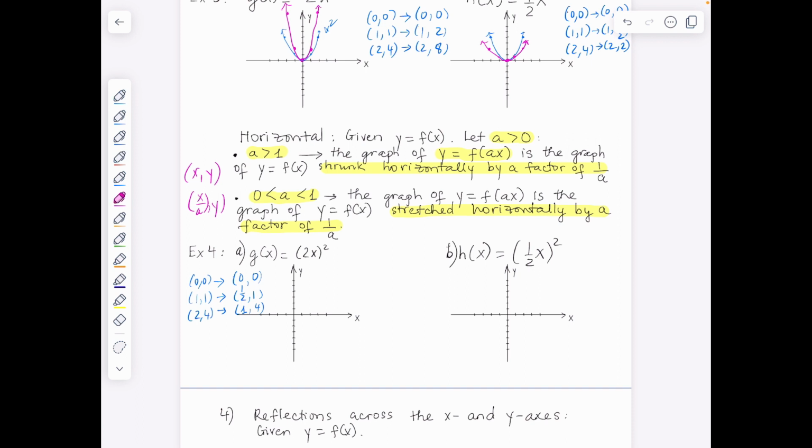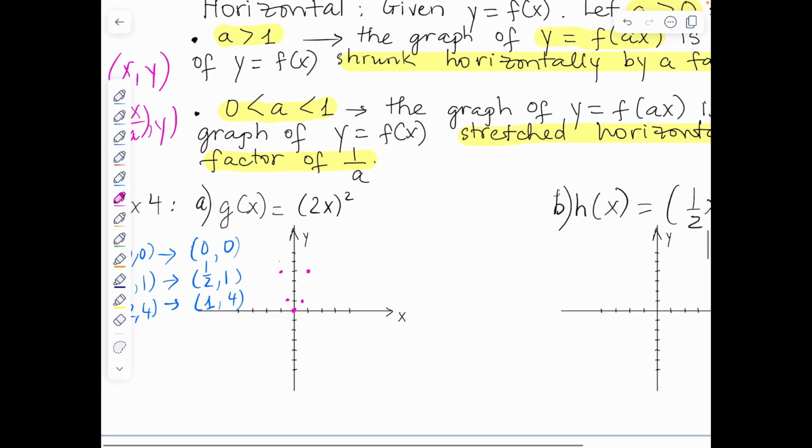Now we can plot the new points. So we have 0, 0, 1/2, 1. That's going to be here. And 1, 4. That's going to be here. And reflect it on the other side. And you have the parabola.